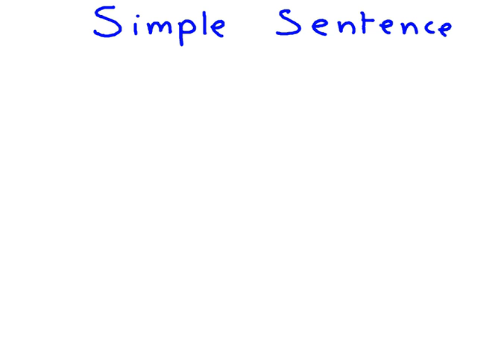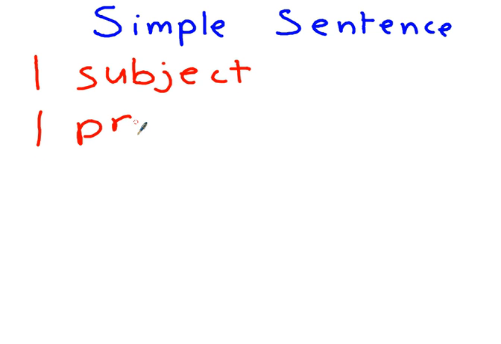Kinds of sentences. The first one's called a simple sentence. Now, a simple sentence is a sentence that you're used to writing. It's a sentence that has one subject and it has one predicate.